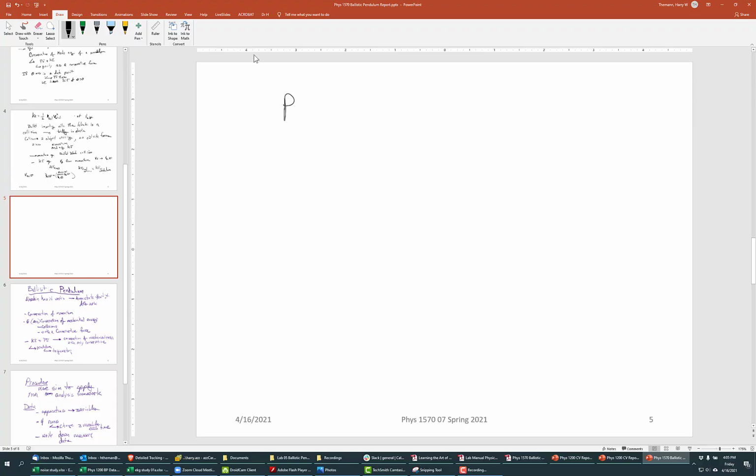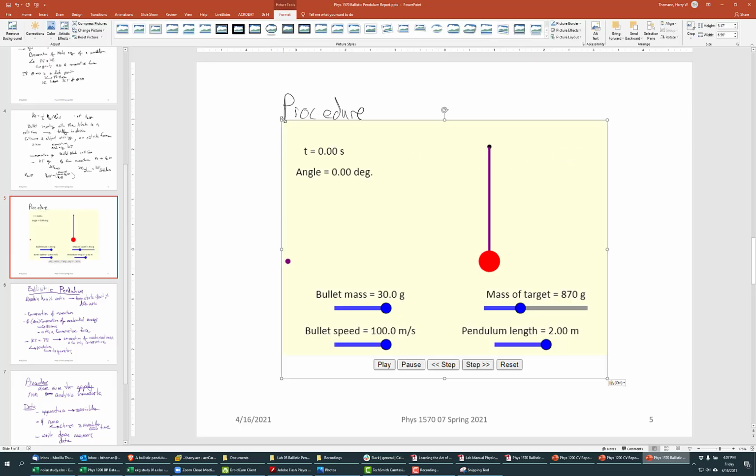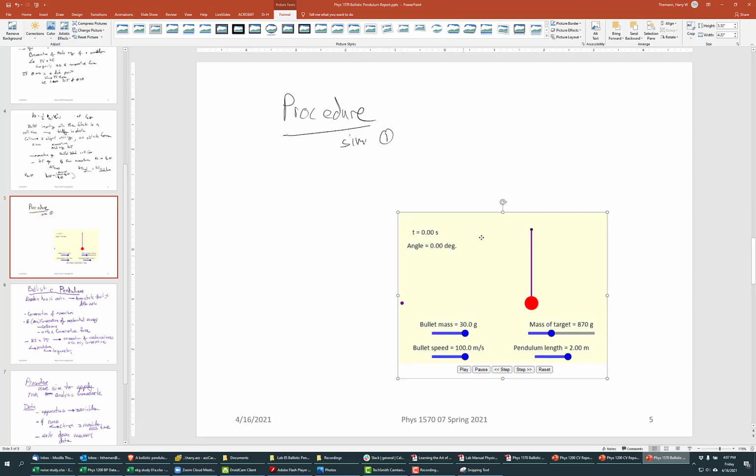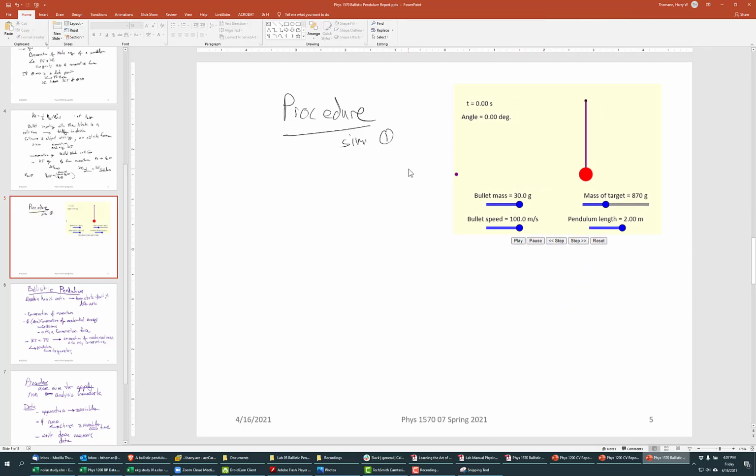So then we had the sim, the sim number 1 or whatever we called it. I believe it's the BU sim. Let me pause this for a minute. So you didn't see any time lag there. So we had this sim here, and we had our equation. So we verified our equation with this sim.